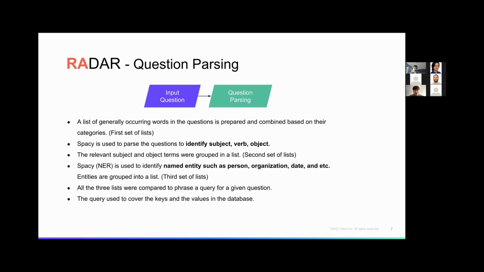So next up is the question parsing module, in which we use the spaCy library. First, we generate a list of generally occurring words in the question. For example, words like "which representative" or "who" in the question probably indicate that you're looking for the keyword candidate name. We also use spaCy to identify subjects, verbs, and objects. And lastly, we use NER to extract the named entities such as person, organization, and date. All this information would then be concatenated into a query where we can use it to search in the database that we created.